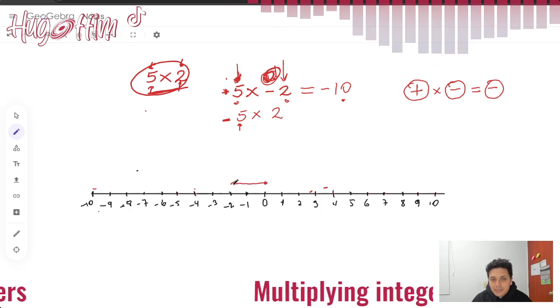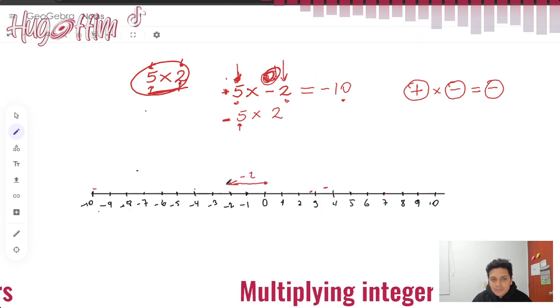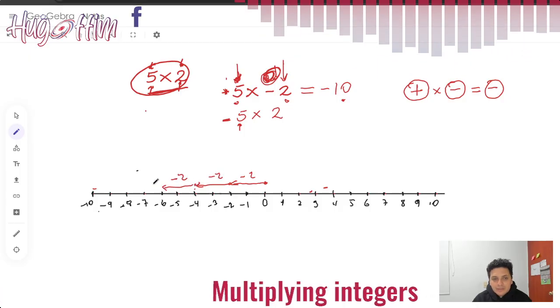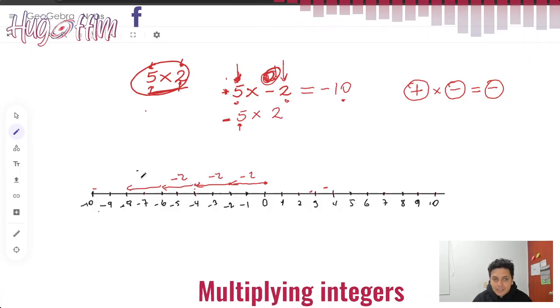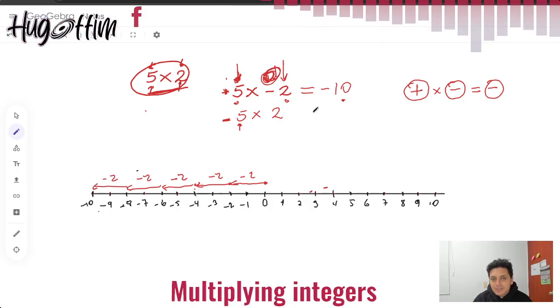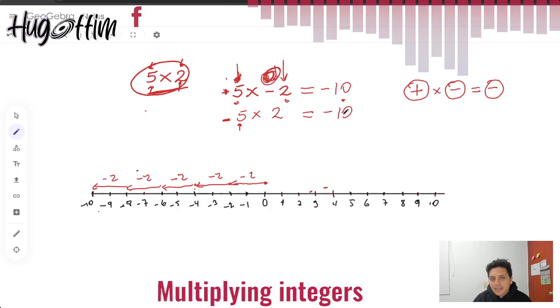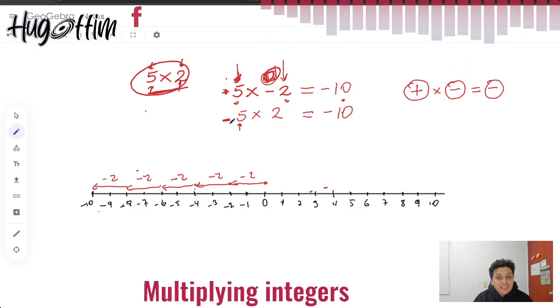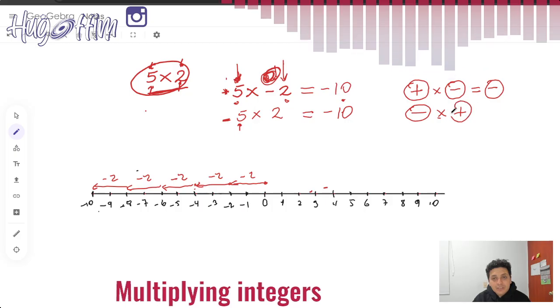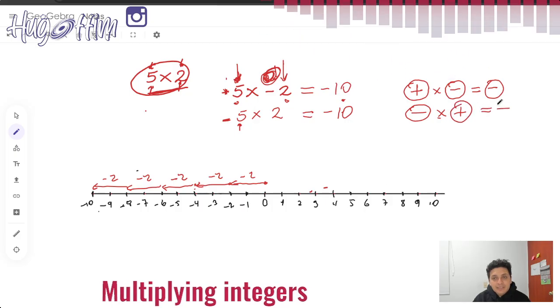So subtract, subtract, subtract, subtract, subtract many times. And obviously this is going to give me -10 as well. So as you can see, here we can get the second rule. Negative times positive is going to be negative.